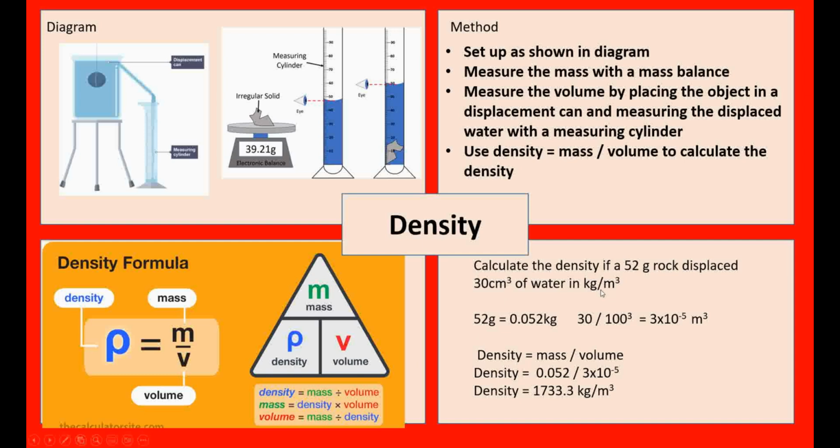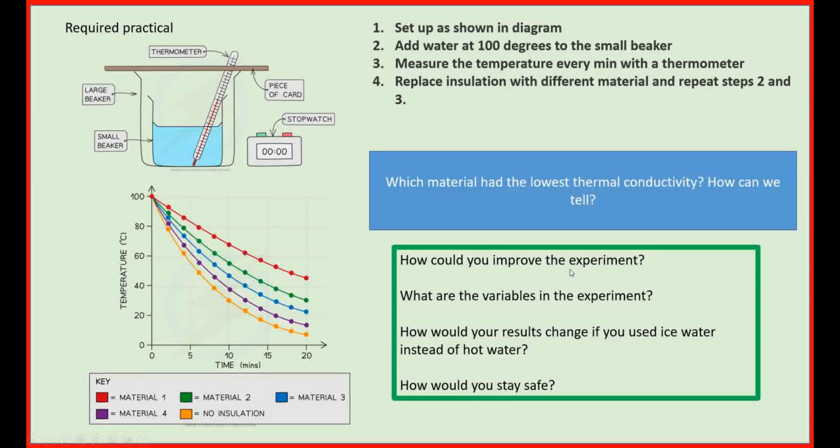Okay, next, required practical. Next one is about energy loss through heat. So we've got a large beaker and a small beaker. We've got a thermometer to measure temperature, a stopwatch to measure time, and then we'll wrap either the small beaker or the large beaker in some sort of insulation. Now depending on the investigation, you might be looking at different types of insulation, or you might be looking at different thicknesses or different layers. In this case, we're looking at different types of insulation.